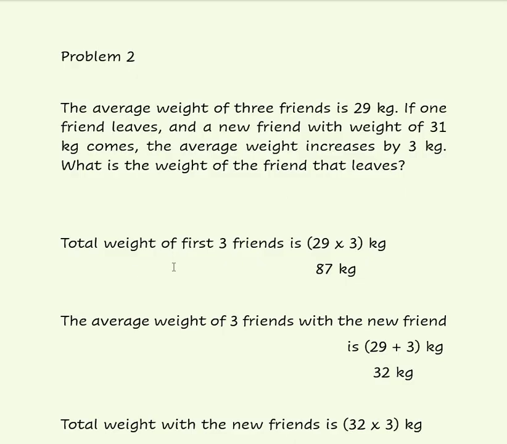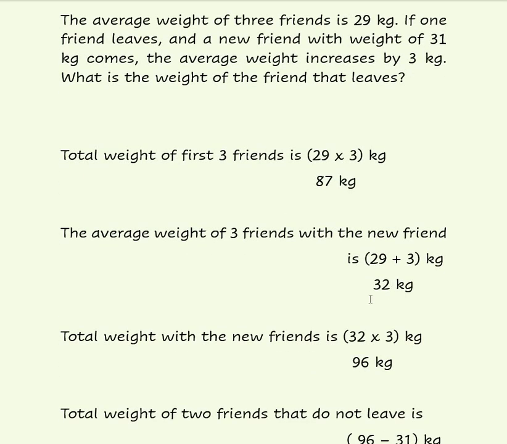So the total weight of the first 3 friends is 29 times 3 or 87 kg. The average weight of the 3 friends with the new friend becomes 29 plus 3 or 32 kg. So from this 32 kg, we can get the total weight of the 3 friends, including the new friend, and the total is 32 times 3 or 96 kg.